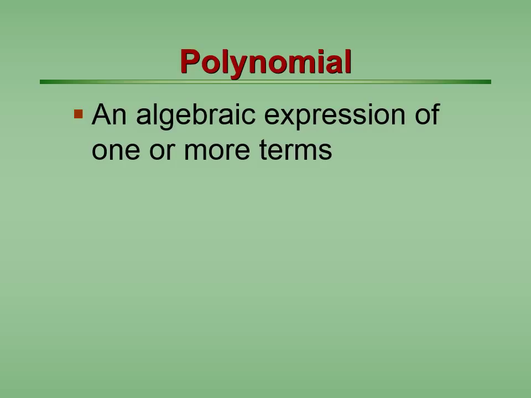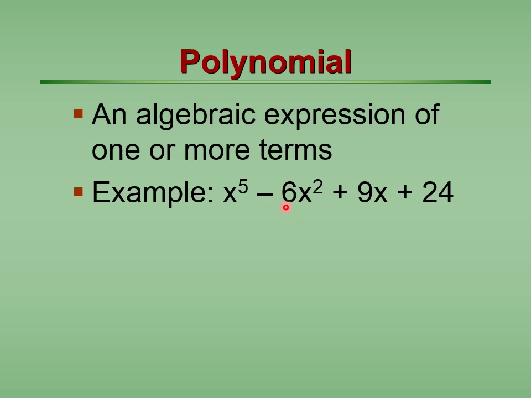We're going to talk about what a term is in just a little bit, but know that a polynomial is built out of terms. Here's an example of a polynomial. Notice that you've got different variables with different exponents on them. That's how we know that they are different terms. They are split up by subtraction and addition.